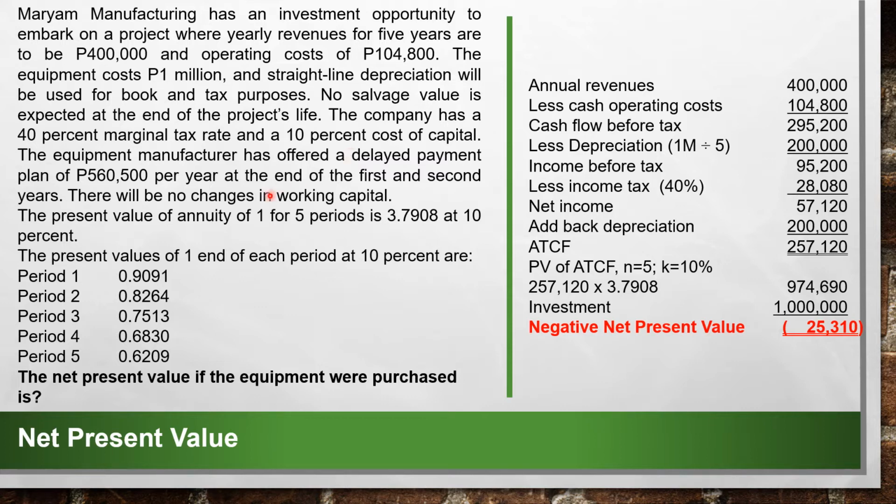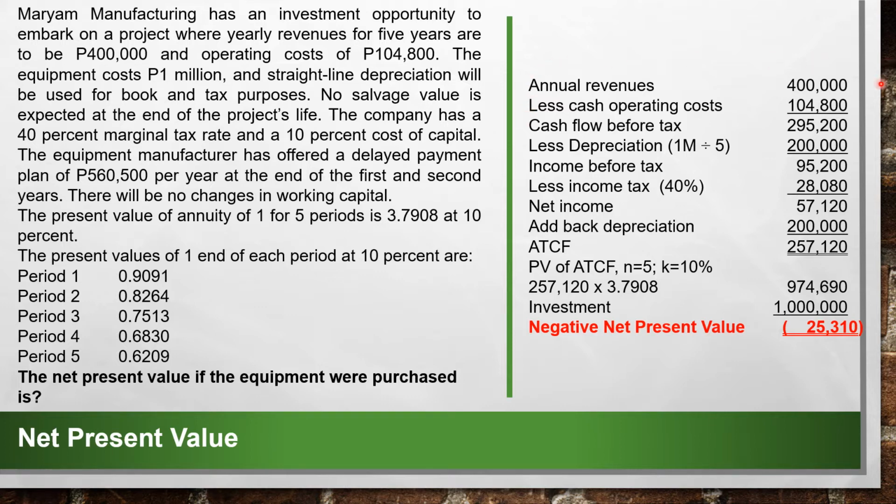The equipment manufacturer offered a delayed payment plan of 560,500 per year at the end of the first and second years. There will be no changes in working capital. The present value of annuity of 1 for 5 periods is 3.7908 at 10%. The present value of 1 at the end of each period at 10% are as follows. Question: what is the net present value if the equipment were purchased? First, let's get the cash flow before tax.